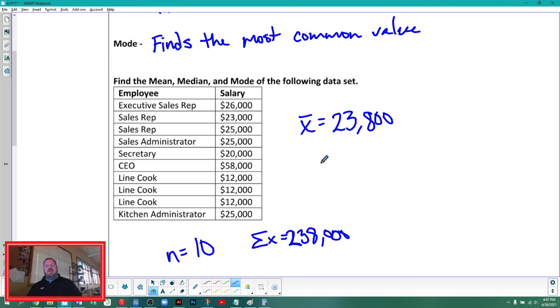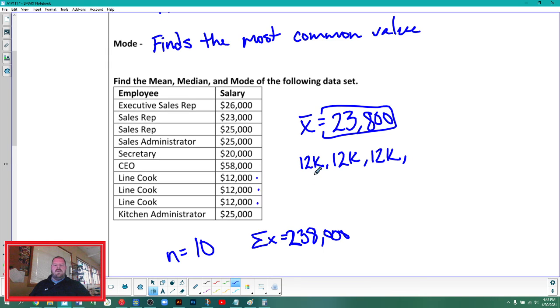Then for the median, I want to order these. Now I'm going to knock off the thousands on these just to make them a little bit quicker to write, which is all I need at this point. I kind of needed the thousands when I dealt with the mean. I need to stop saying average. To order them, I have three 12,000s. I'll just use K's for 1,000. Just going to put dots here to notify myself that I've dealt with them.